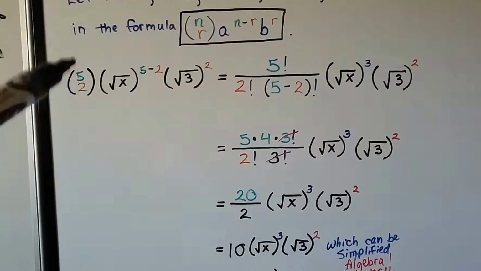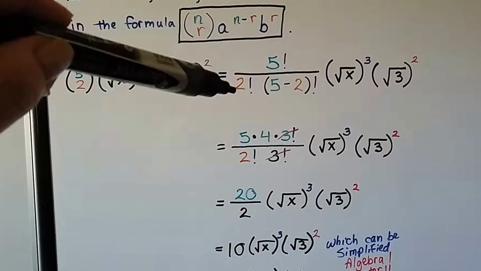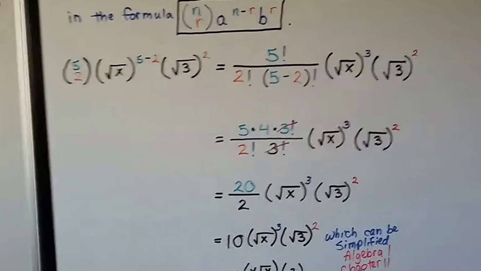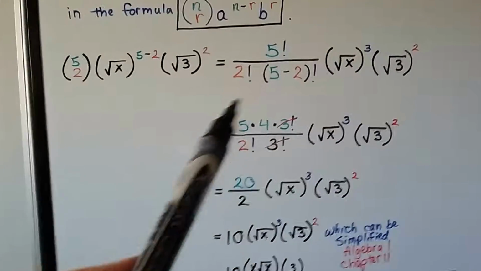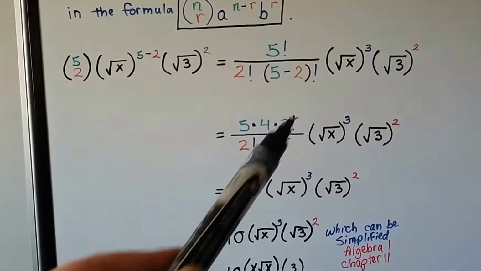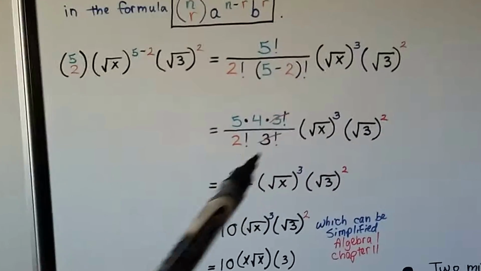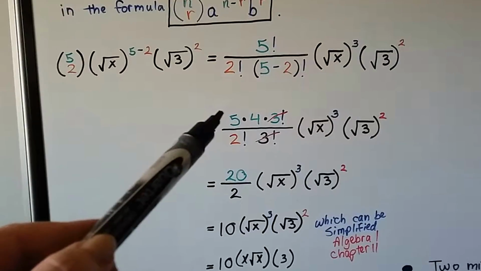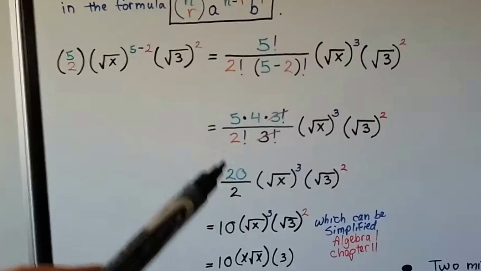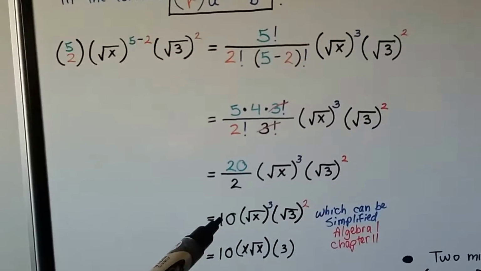So we've got 5 choose 2. We've got 5 factorial divided by 2 factorial times 5 minus 2. So that's going to be a 3, isn't it? We can write the 5 factorial with a factor of 3 factorial, cancel them out. We end up with 5 times 4, which is a 20, over 2 factorial, which is a 2. That's going to give us a 10.